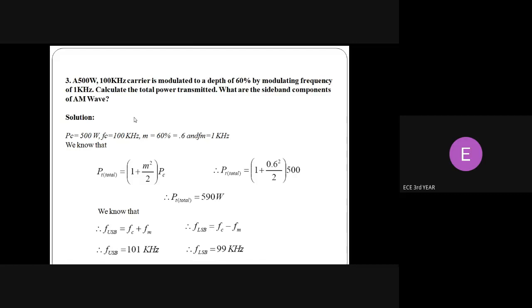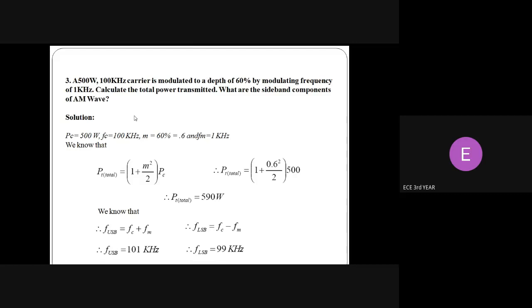We have PC, the carrier power of the carrier signal, 500 watts and frequency 100 kilohertz. The modulation index is 60 percent, equal to 0.6, and the FM signal is 1 kilohertz, so the message signal frequency is 1 kilohertz. And we know that P total is equal to 1 plus M square divided by 2 into PC. This is the total power we want to calculate.